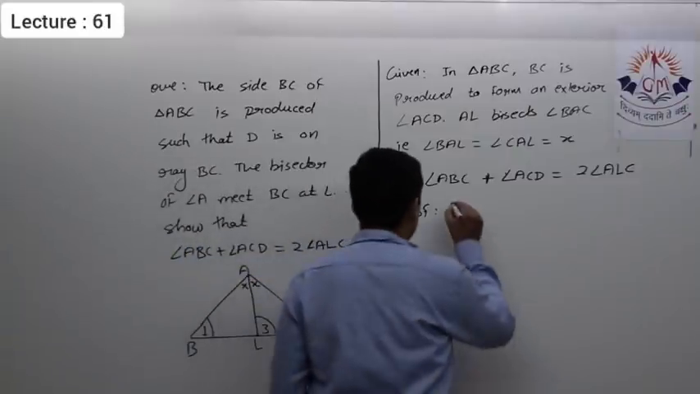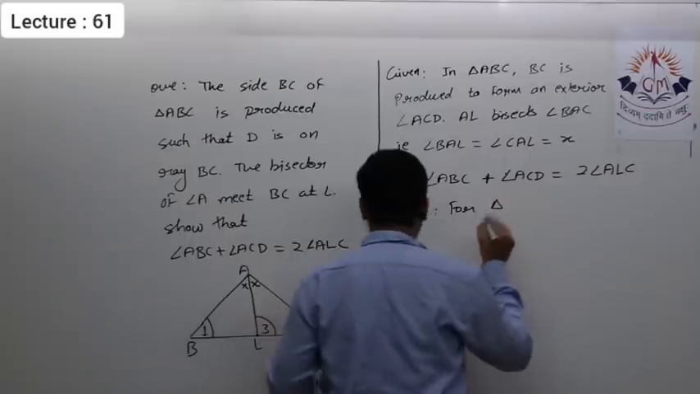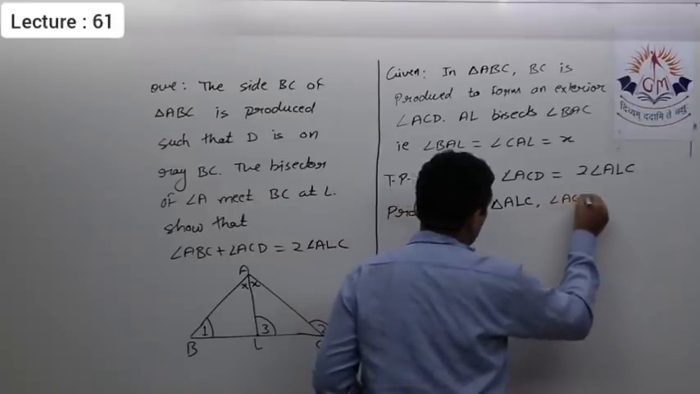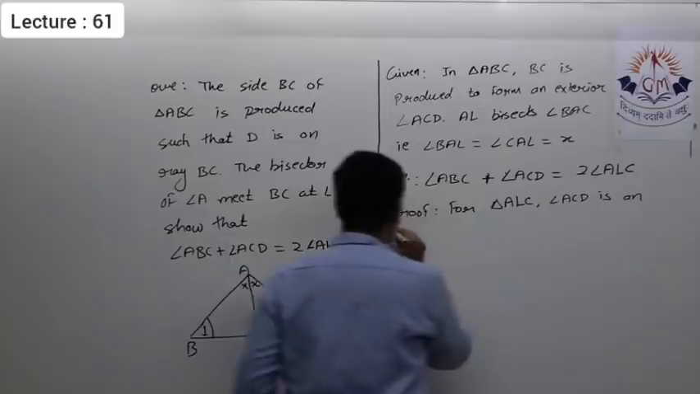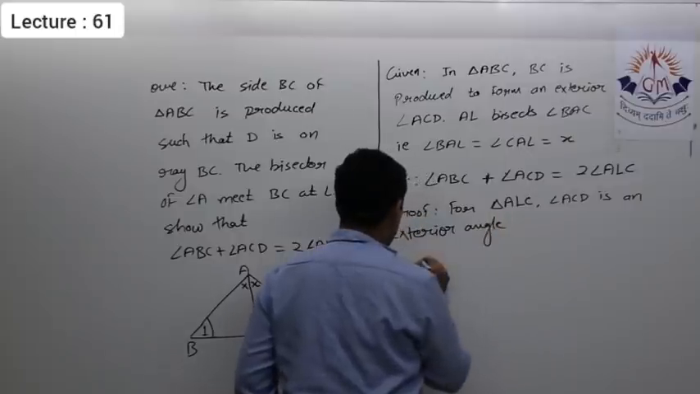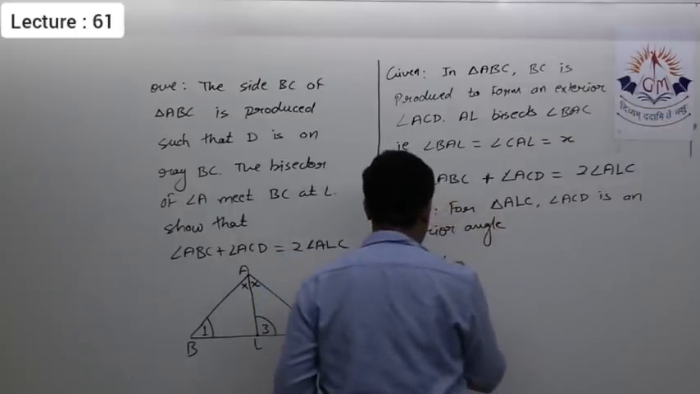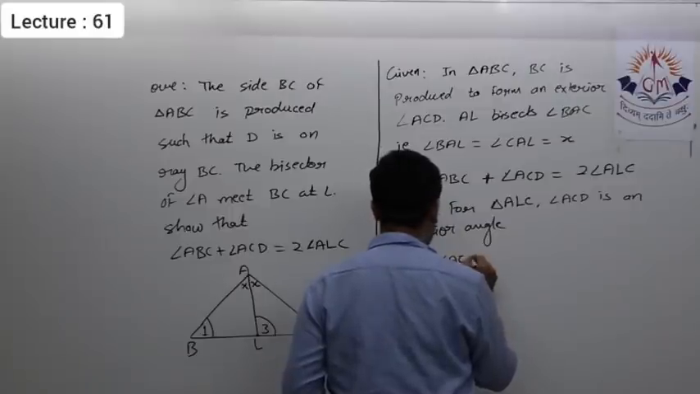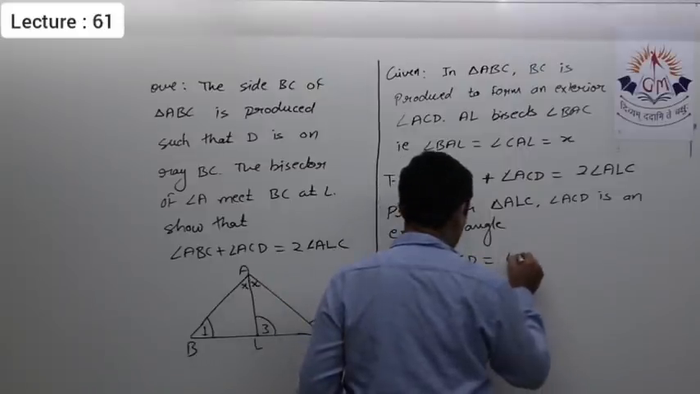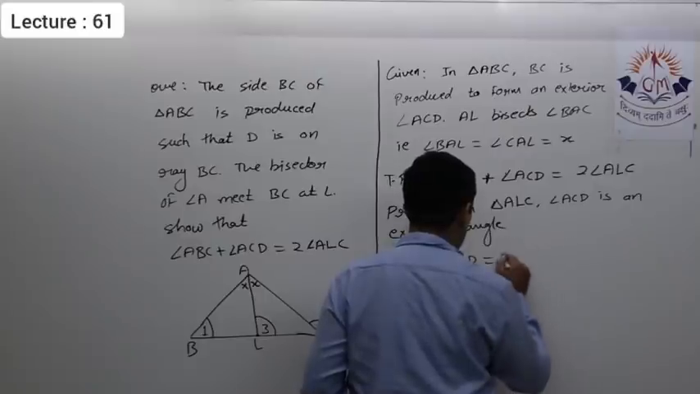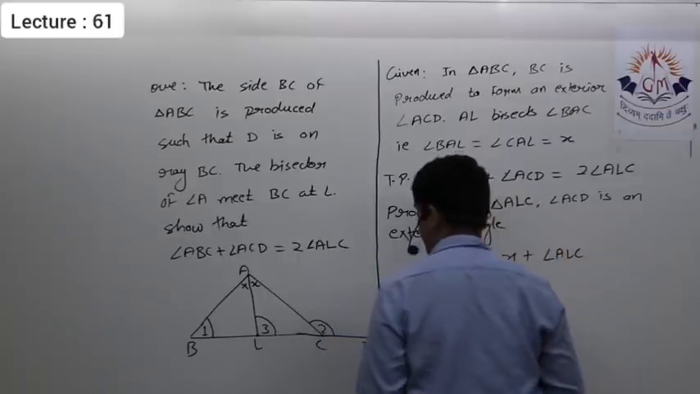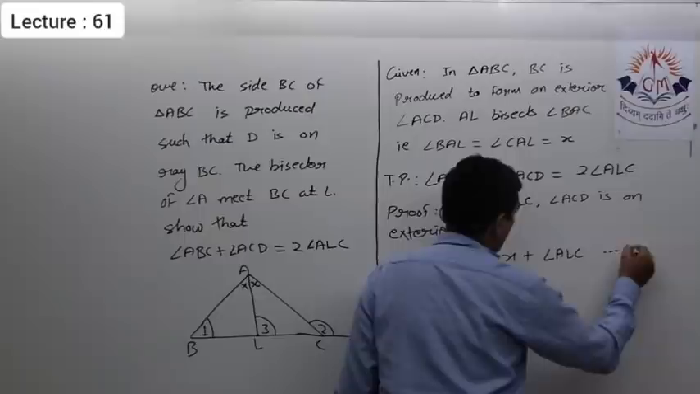Okay, so for triangle ALC, angle ACD is an exterior angle. Therefore, by exterior angle property, I can write angle ACD is equal to angle LAC, or simply I can write x plus angle ALC. Okay, this is equation number 1.